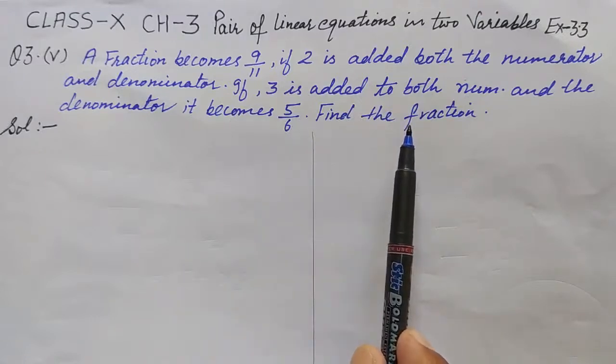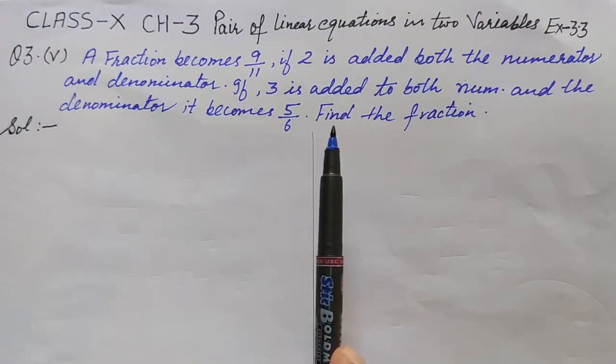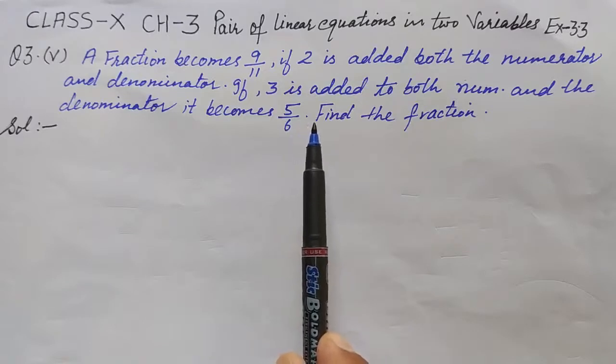Let's solve this question. The question is: a fraction becomes 9 over 11 if 2 is added to both the numerator and denominator. If 3 is added to both numerator and denominator, it becomes 5 over 6. Find the fraction. So we have one fraction. Suppose the numerator is x and the denominator is y, then the fraction is x over y.